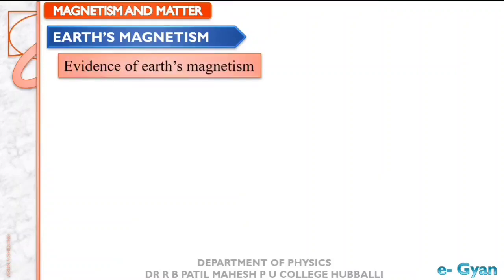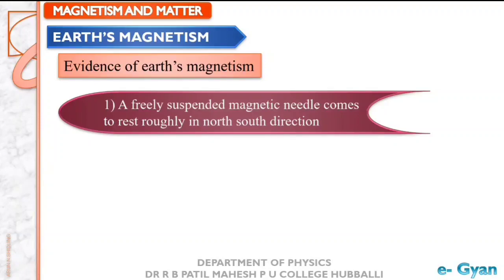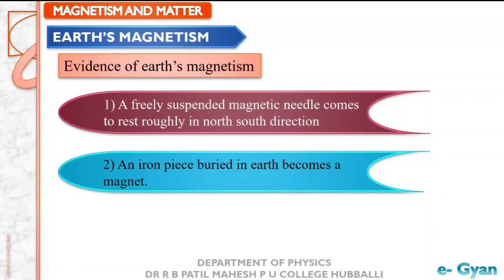Moving ahead, the evidence of Earth's magnetism. First, we can identify that Earth has a magnetic field just by suspending a magnetic needle. When we suspend it freely, it aligns in the north and south direction. This provides evidence that Earth has a magnetic field. Also, if we bury an iron piece into the Earth, after a long time we see that the iron piece has become a magnet.